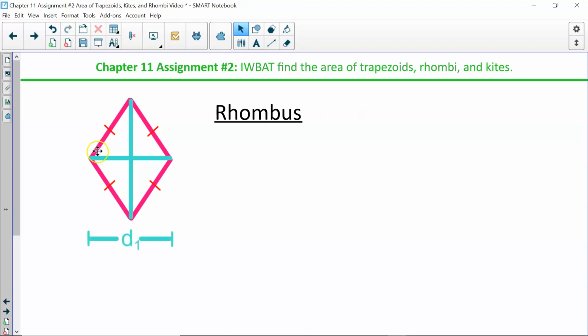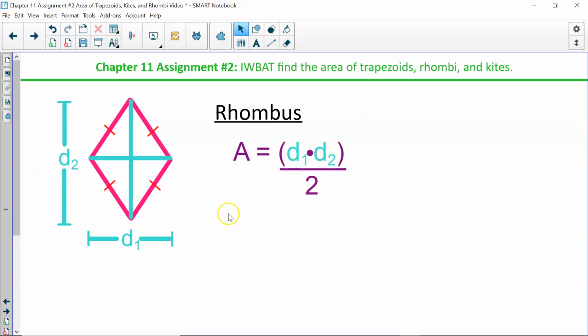I'm going to name the length of the horizontal, in this case it's the shorter of the diagonals, d sub 1 or diagonal 1. And the second diagonal, which is my vertical one going up and down, the length of that I will name d sub 2. The area formula for a rhombus is d sub 1 times d sub 2 divided by 2. So I'm taking the length of the two diagonals that are inside the rhombus, multiplying them together and dividing by 2.